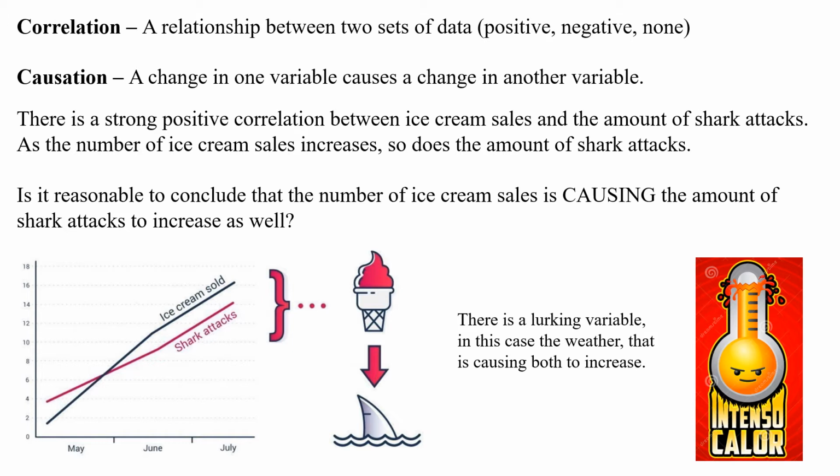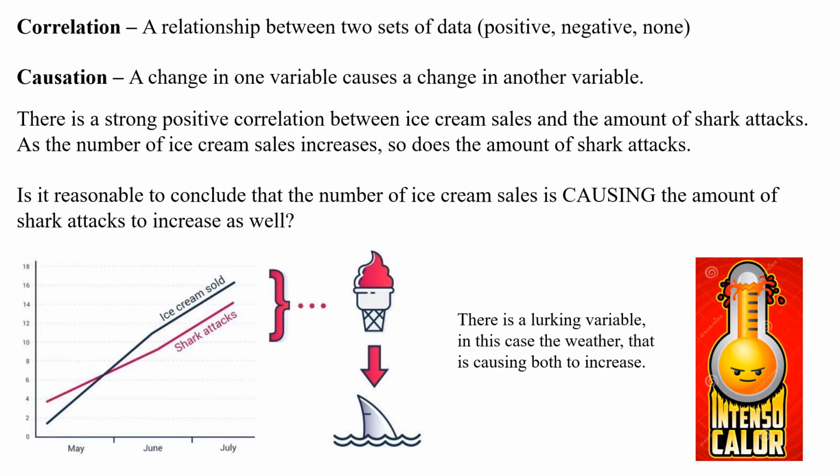Now, the next word we're talking about is causation. That tells you that a change in one variable causes a change in another variable. So I'm not only saying that there's a relationship now, but I'm saying that when x changes, that's causing y to change. And that's not always the case.